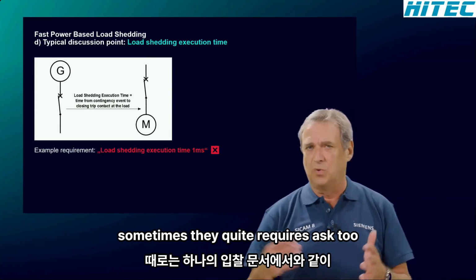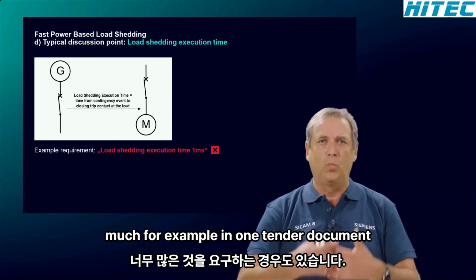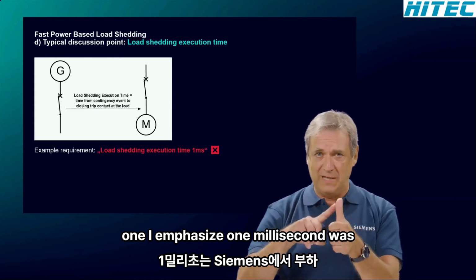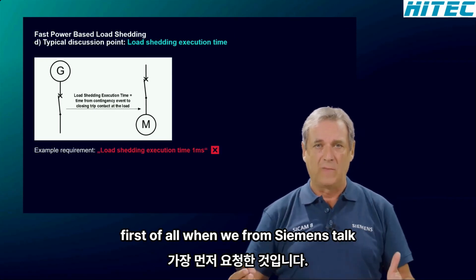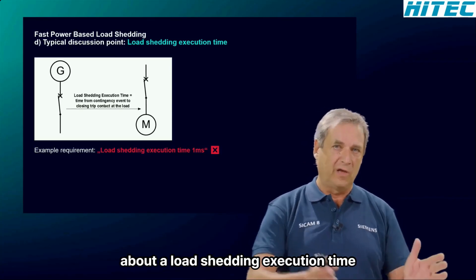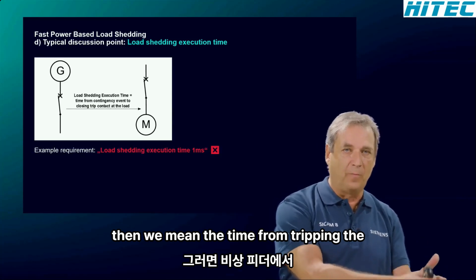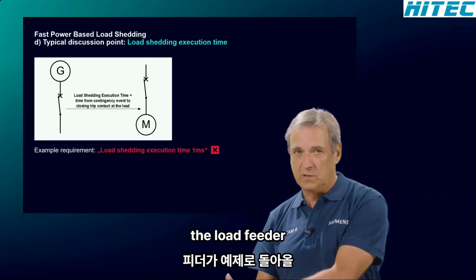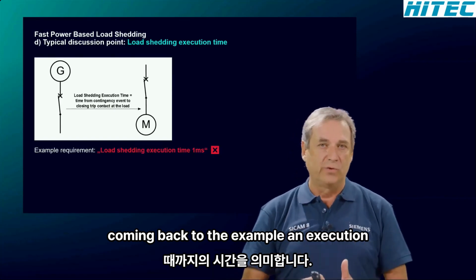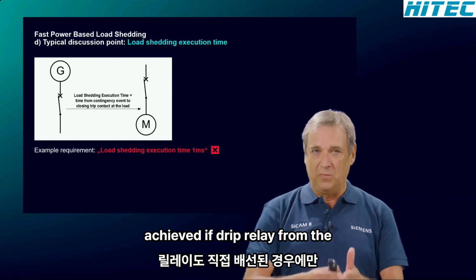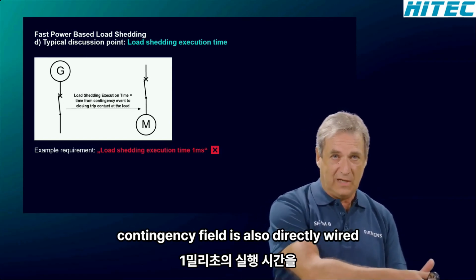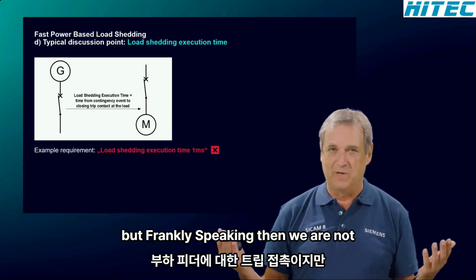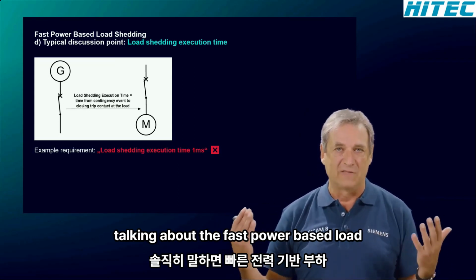But sometimes the inquiries ask too much. For example, in one tender document, a load shedding execution time of only one millisecond was requested. First of all, when we from Siemens talk about a load shedding execution time, we mean the time from tripping the circuit breaker at the contingency feeder to closing the trip contact at the load feeder. Coming back to the example, an execution time of 1 millisecond can only be achieved if the trip relay from the contingency feeder is also directly wired with the trip contact to the load feeder. But frankly speaking, then we are not talking about a fast power-based load shedding system.